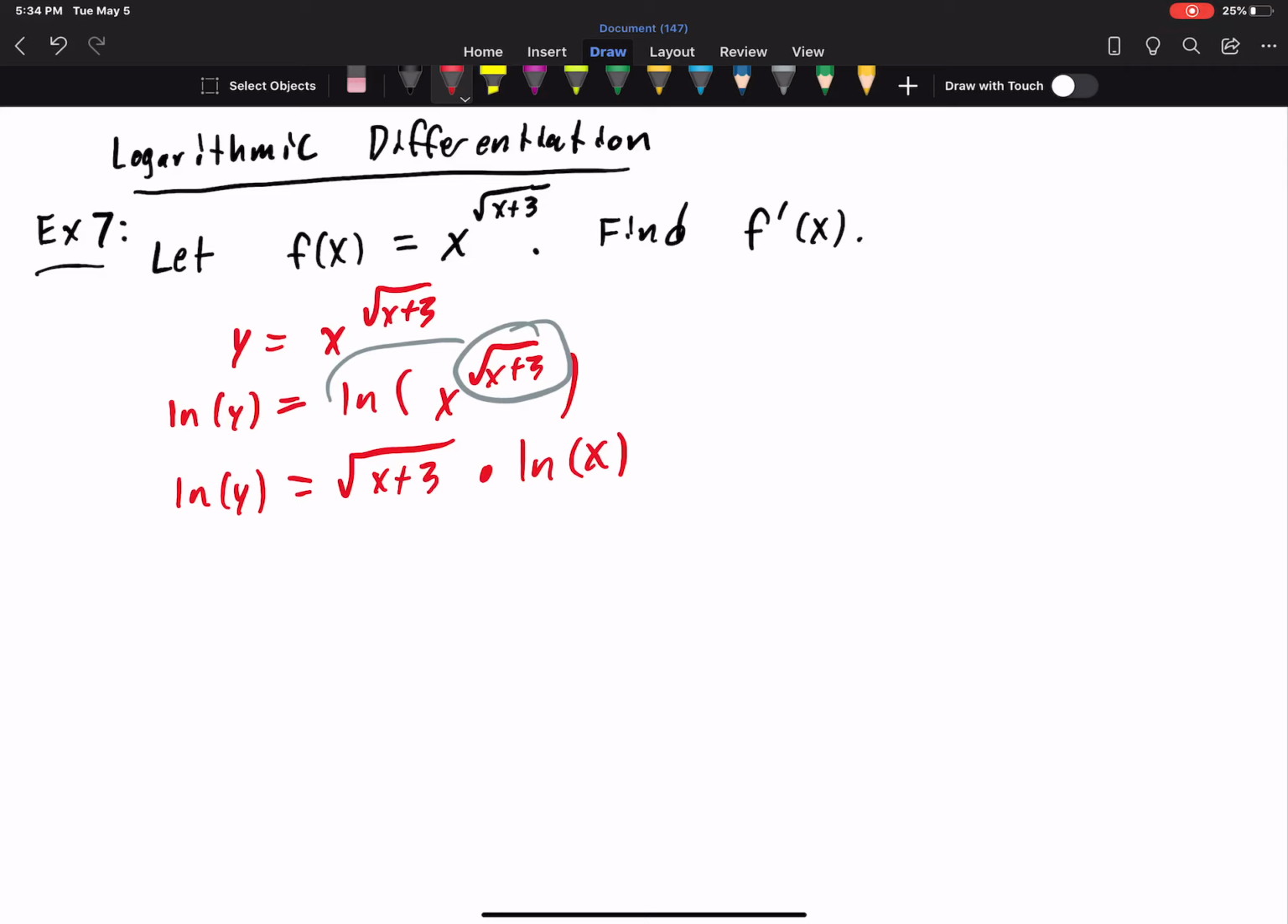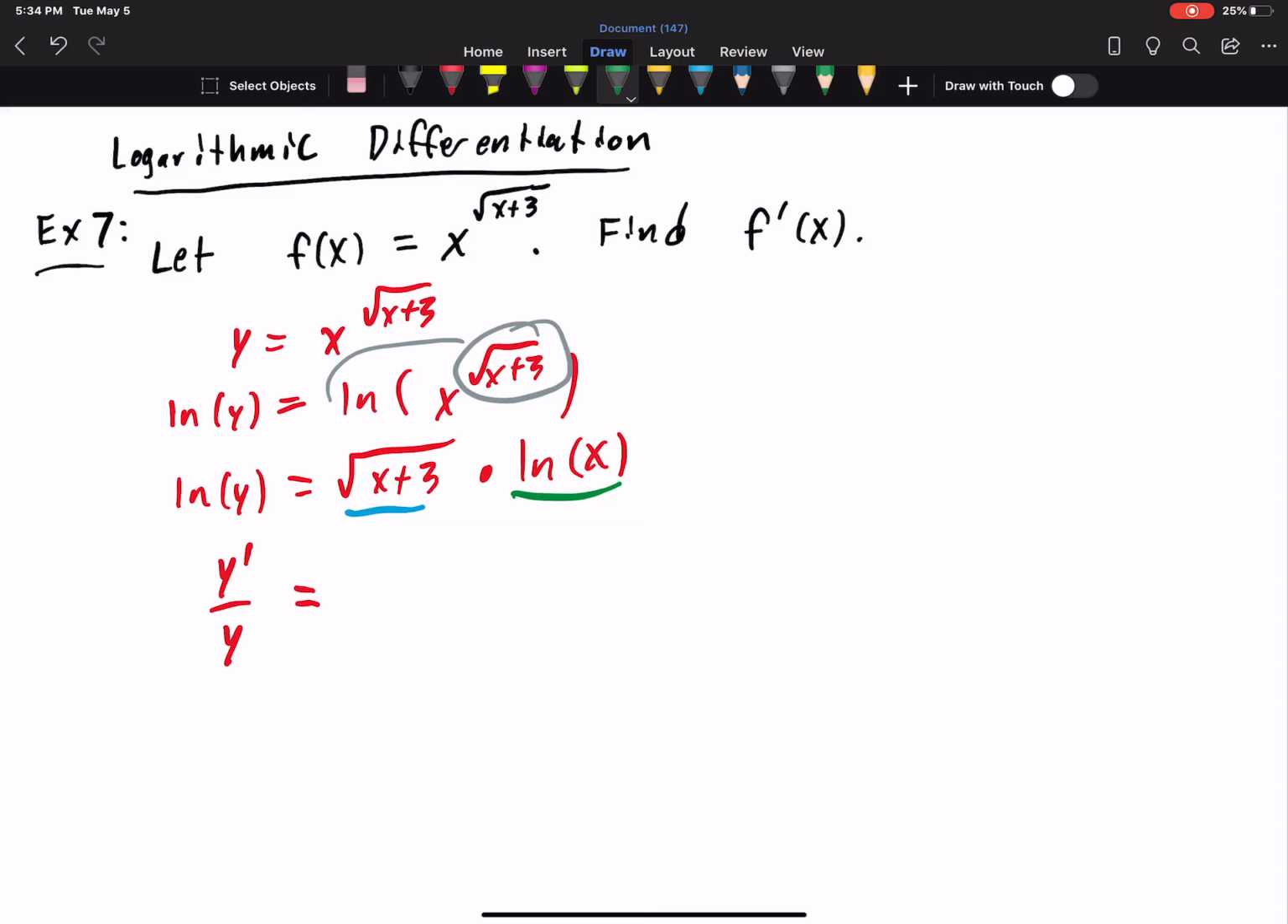Okay? So now what's going to make this tricky when we go to derive this is that we're going to have to use the product rule and the chain rule to handle this x plus 3 inside this radical. So let's derive both sides. Deriving the left gives you y prime over y. Now we need to derive the right-hand side.